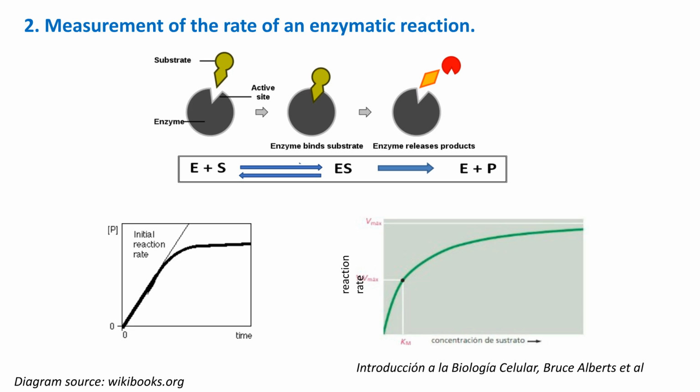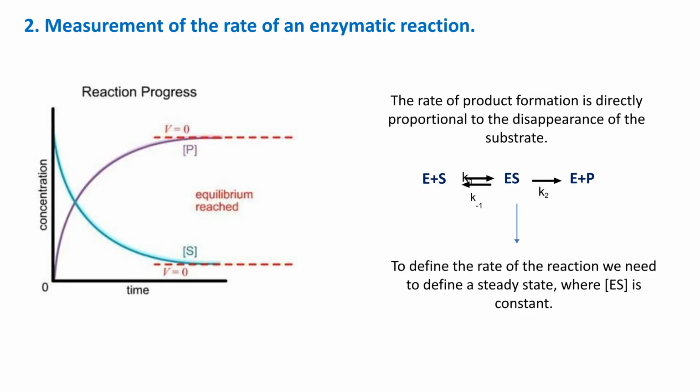This graph illustrates the typical course of an enzymatic reaction over time, showing the increase in product and the decrease in substrate concentration. In an enzymatic reaction, the formation of the product is proportional to the disappearance of the substrate. The reaction involves the formation of an enzyme-substrate complex, ES. The rate is defined by a steady state, where the concentration of ES is constant.